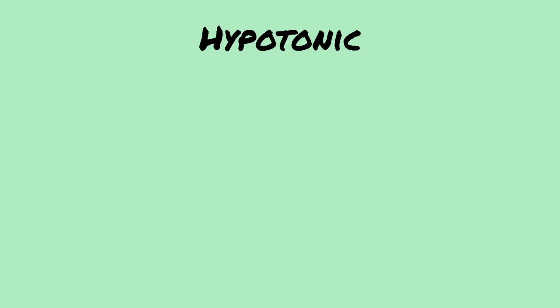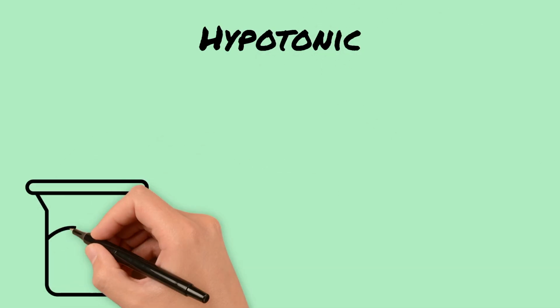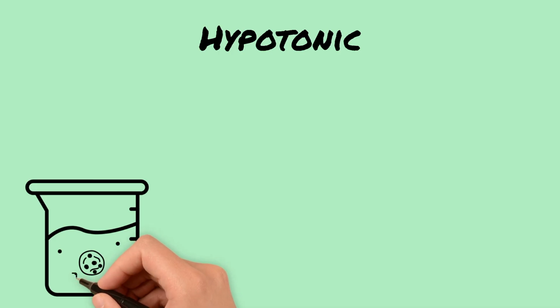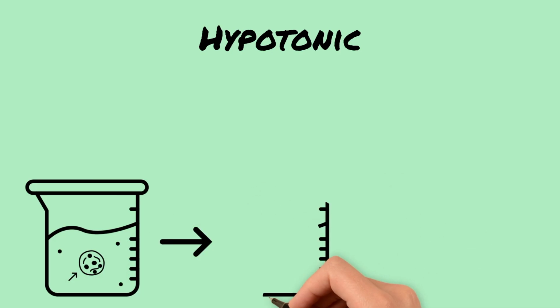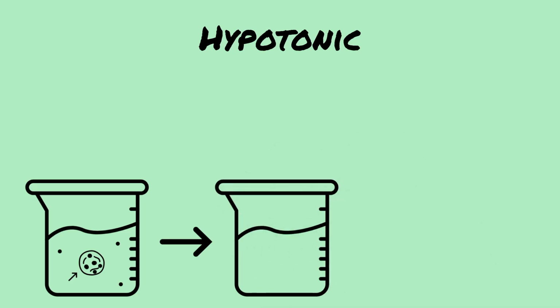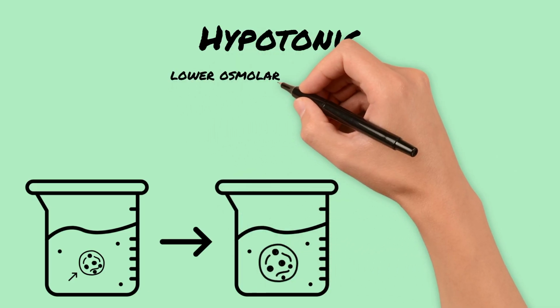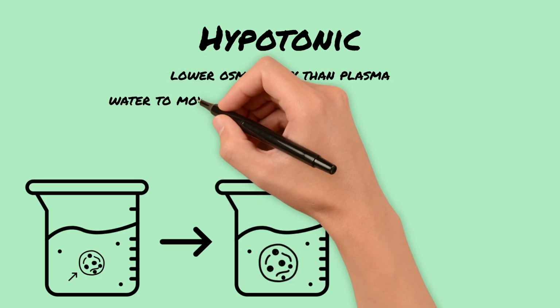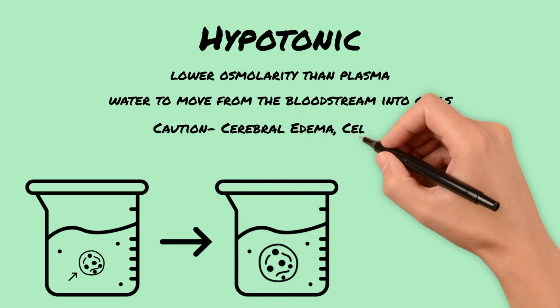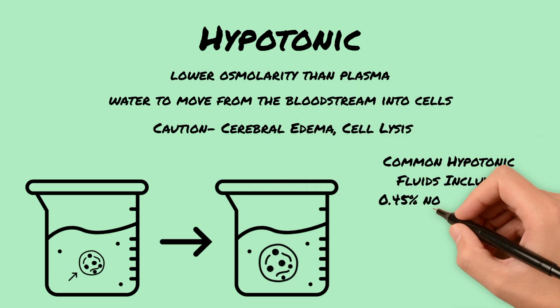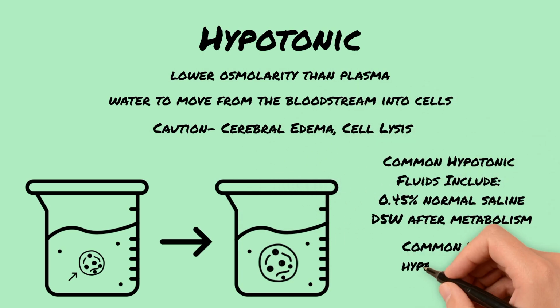Hypotonic solutions have lower osmolarity than plasma. So if we were to drop a cell into a hypotonic solution, we would have more solute concentration inside of the cell than in the fluid itself, leading to the water shifting from the low concentration of the fluid into the cell to dilute that high concentration. Some common hypotonic fluids include things like 0.45% or half normal saline and D5W after metabolism. Some common uses are hypernatremia or cellular dehydration.